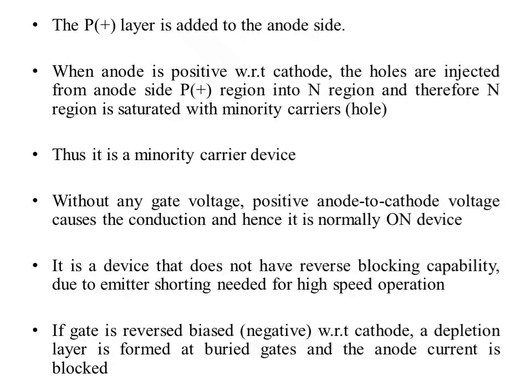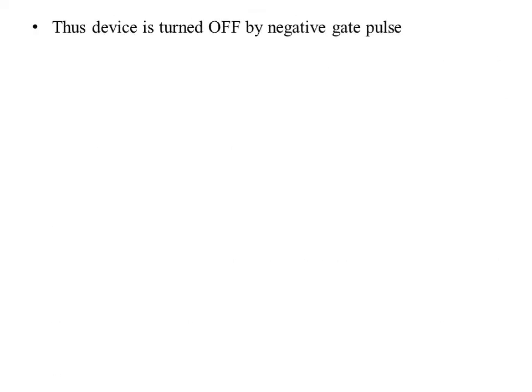If gate is reverse biased with respect to cathode, that is, if we apply the negative voltage with respect to cathode, a depletion layer is formed at buried gates and the anode current is blocked. Thus, by doing so, we can turn off the device by negative gate pulse. So by applying a positive gate pulse, we can turn on the device, whereas by applying negative gate pulse, we can turn off the device.